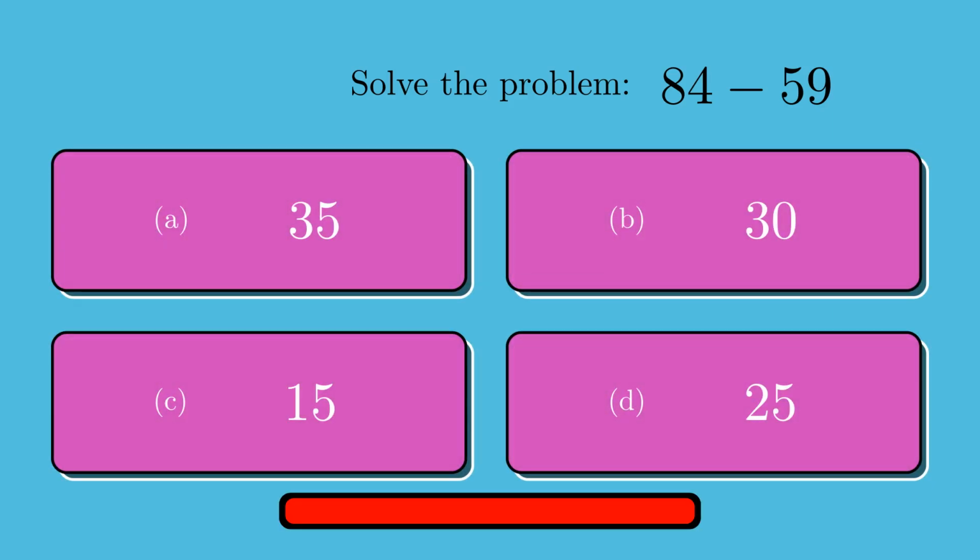All right, here's the problem. 84 minus 59 equals A, 35, B, 30, C, 15, D, 25. You have 10 seconds to solve the problem, or pause if you need more time. Good luck.